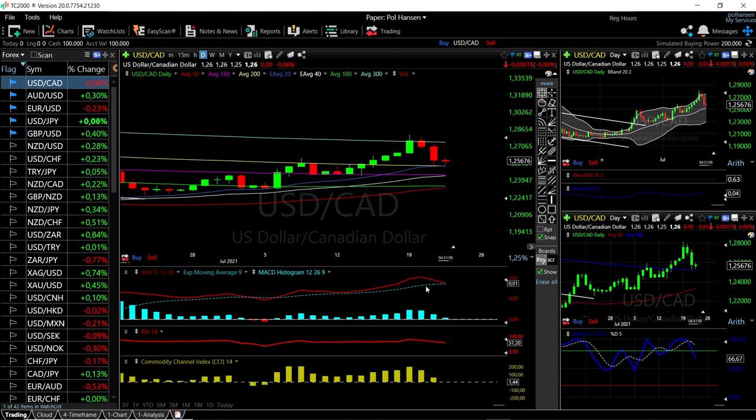If we look at the technical indicators, we can see the MACD is becoming bearish, the RSI is bearish, the CCI is bullish, and the stochastic is bearish at this current stage. So if we break below the middle of the Bollinger Band, then we could drop all the way down to 1230.